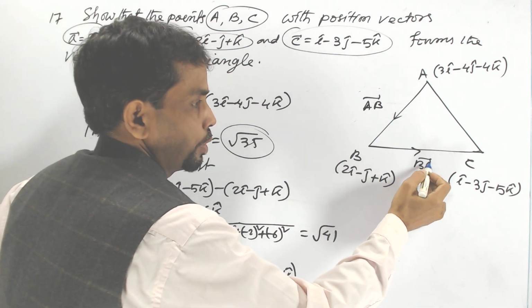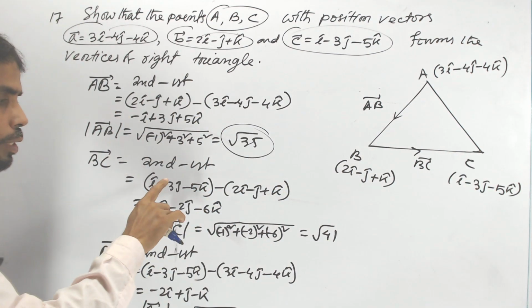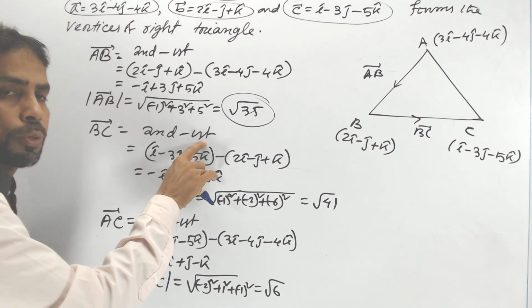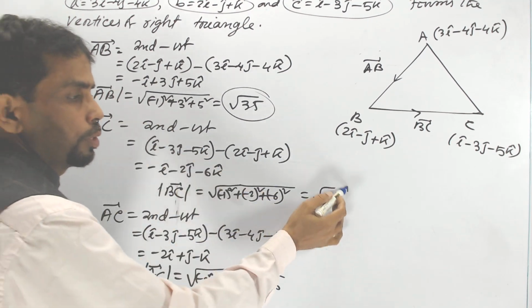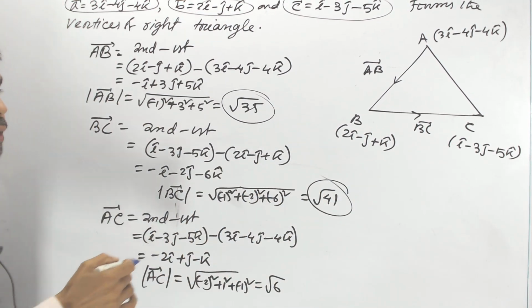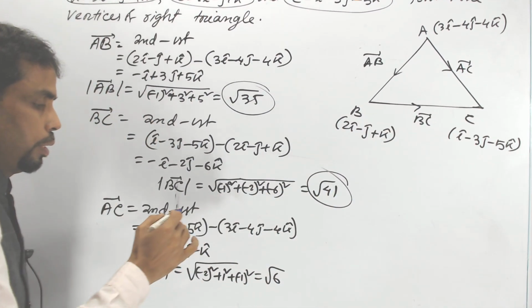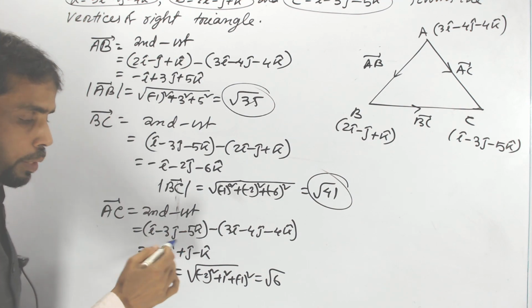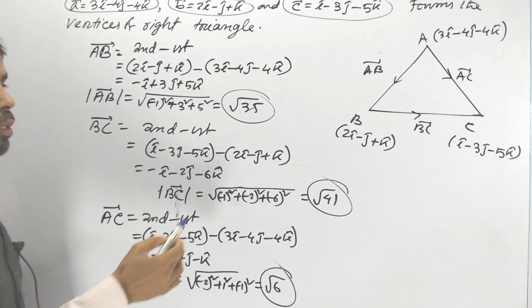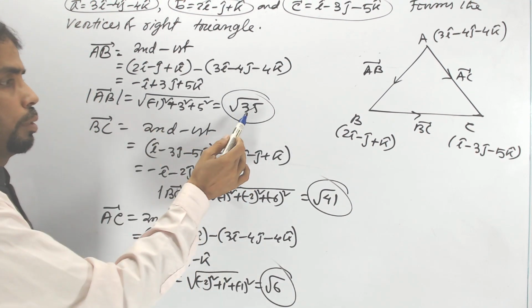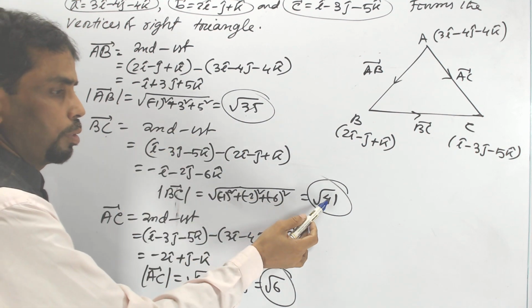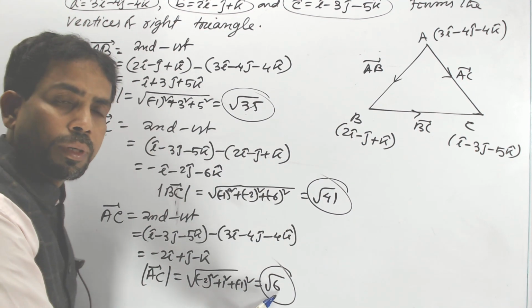Same way we are finding BC. B to C, we know it is second minus first. So I have found here BC, position vector of second minus position vector of first, and its magnitude is square root of 41. And the third side is again AC. Same way I have found it is second minus first, and the magnitude is square root of 6. Now these are the three sides. AB magnitude square root of 35, BC is square root of 41, AC is square root of 6.